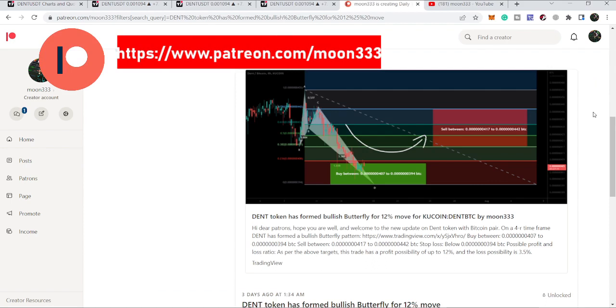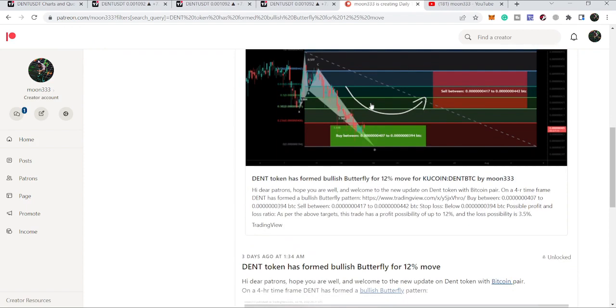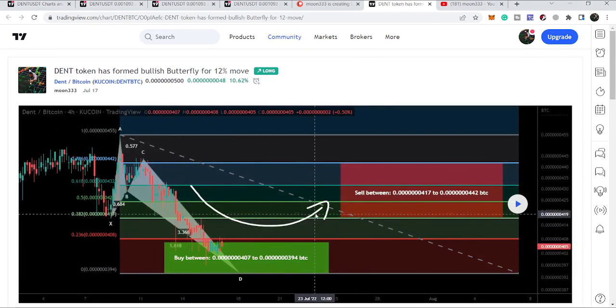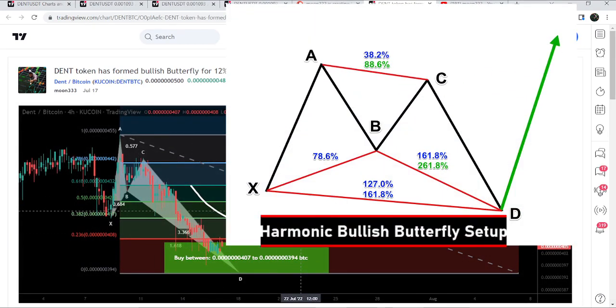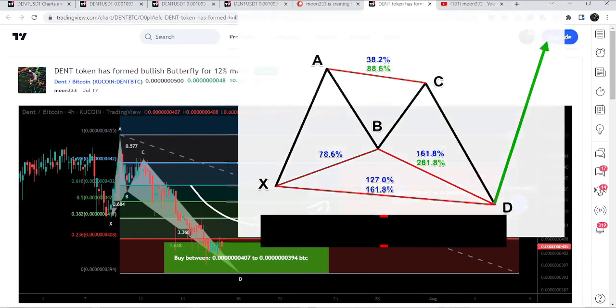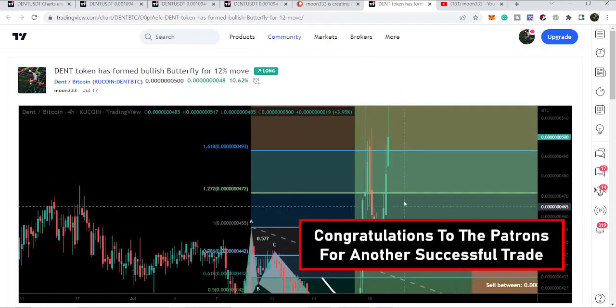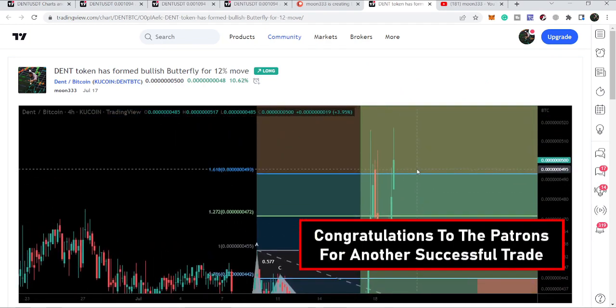So let's start the analysis. First of all, let me begin with this recent analysis that I shared with my members at the Patreon. In fact, it was a complete trade setup with the buying and sell targets and the stop loss strategy. And this was the completion of a harmonic bullish reversal butterfly move that DENT token formed on the 4-hour time frame chart. And I told my members that from here we can expect a pump. And this was, by the way, with the Bitcoin pair. And now after playing this chart, we can see that DENT token has pumped very well, more than 27% against the Bitcoin.